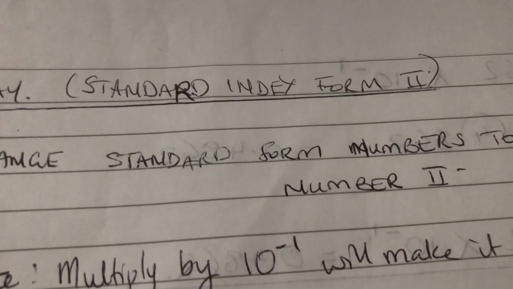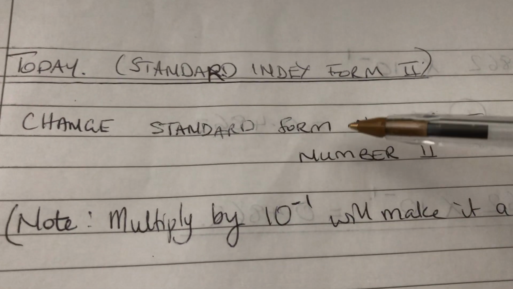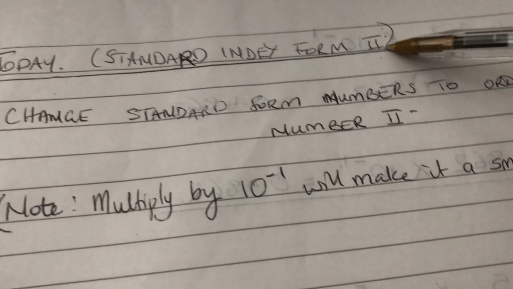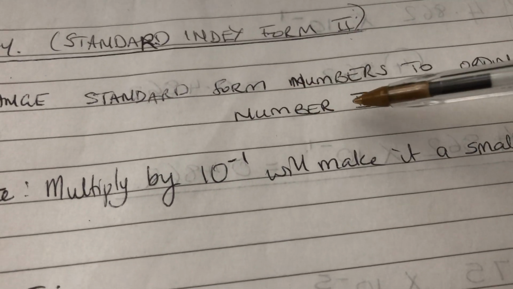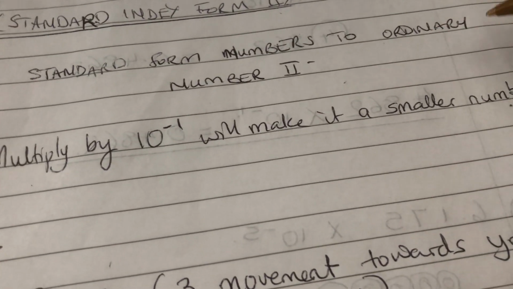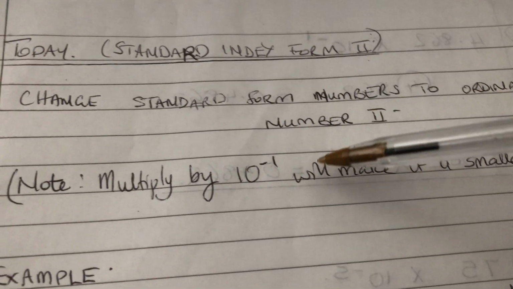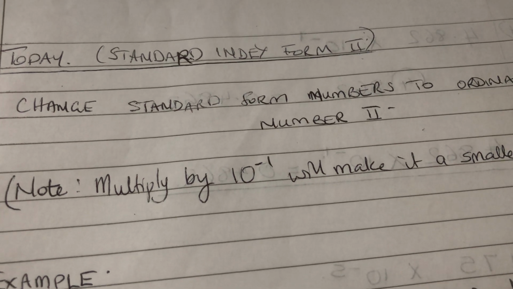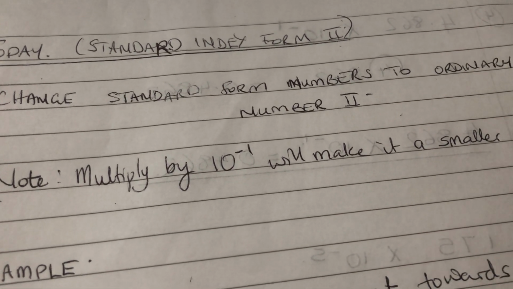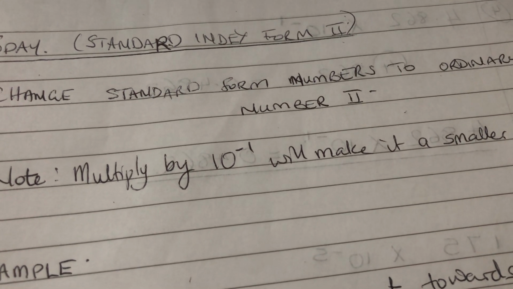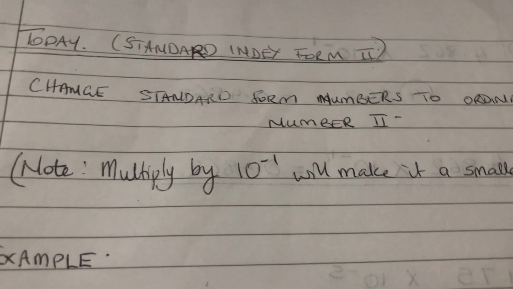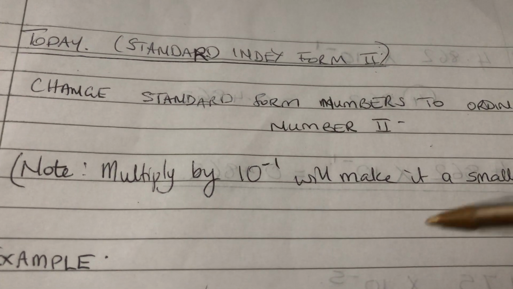Okay, now today standard index form, that will be our second video. We are going to change standard numbers to ordinary numbers, and we are going to look at negative numbers. With the positive numbers, we move towards the right hand. So likewise, with the negative numbers, we will move towards our left hand.